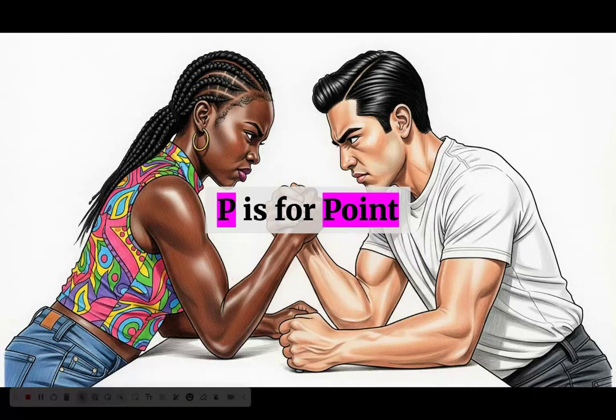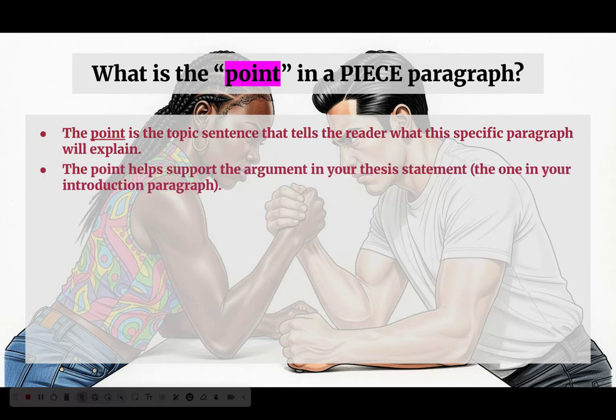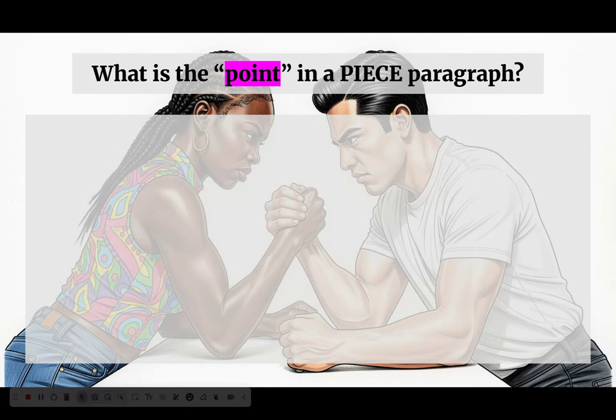So let's start with the first section of the PIECE paragraph, P, which stands for point. And the point is the topic sentence, and it's going to tell the reader what this specific paragraph is going to explain. The point of this paragraph should help support the argument in your thesis statement, the one in your introduction paragraph that's guiding the whole essay or writing. The rest of the paragraph should be explaining this point further.